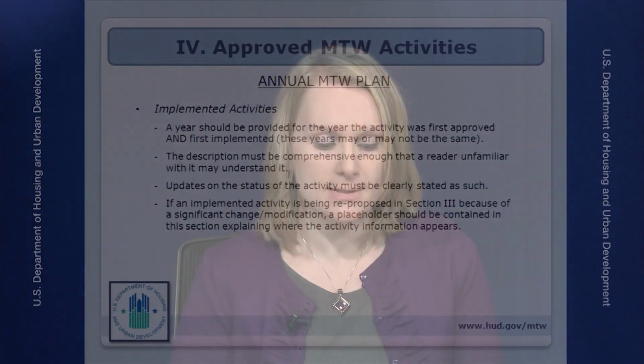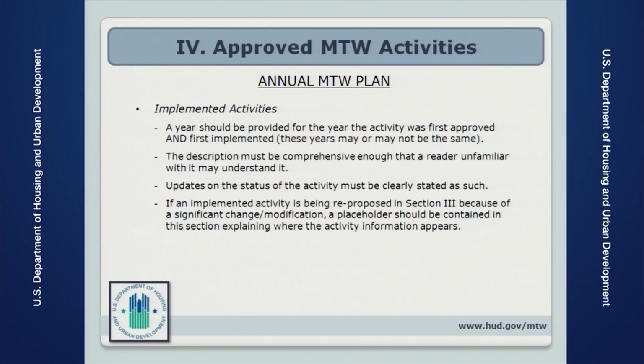So first, we'll talk about implemented activities. You will need to ensure that you provide very clearly and explicitly the year that the activity was first approved and first implemented. We recognize that those may not be the same year, and often we get this kind of incorporated into the numbering or the title of the activity, and it can be a little confusing to try to figure out exactly when it was actually approved versus implemented. So we would like that to be very explicitly stated in the new reporting format.